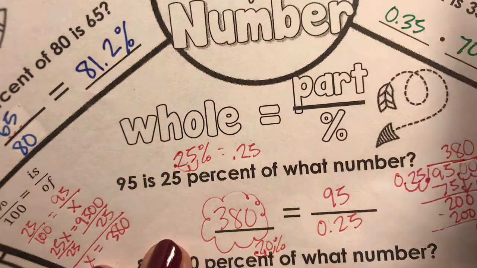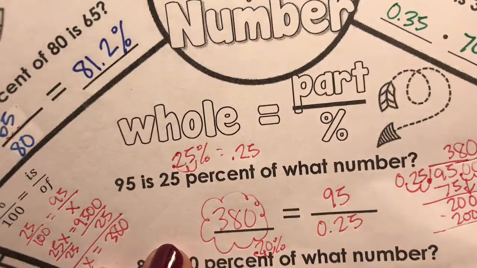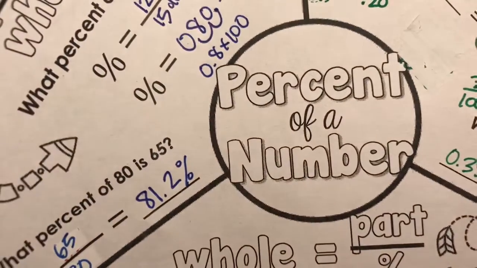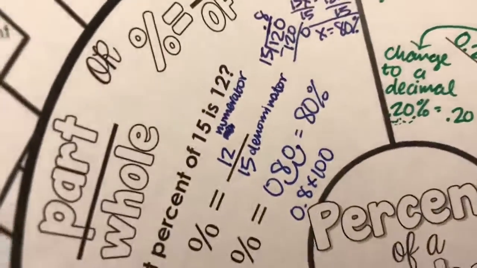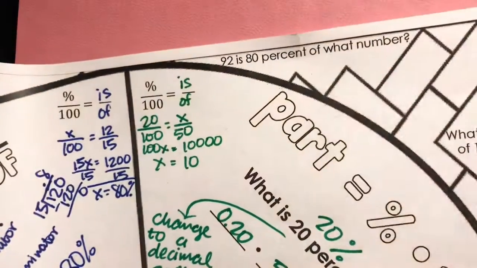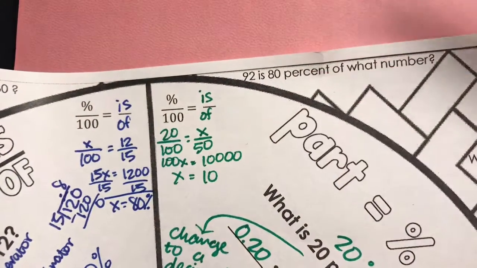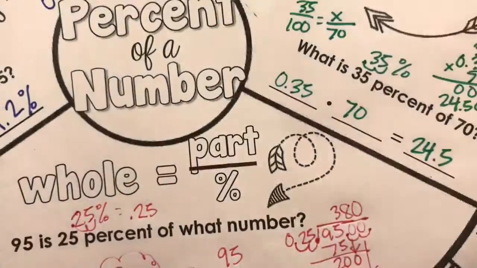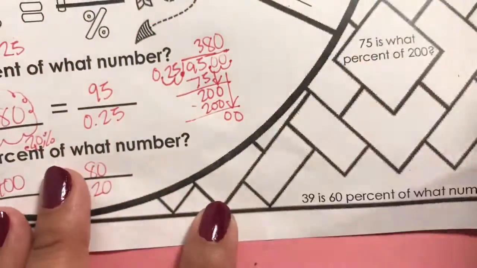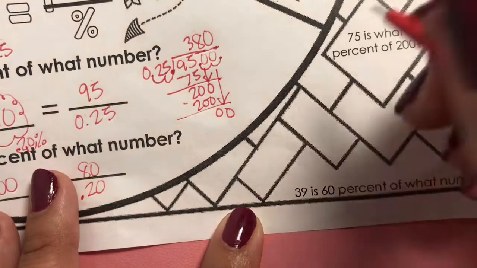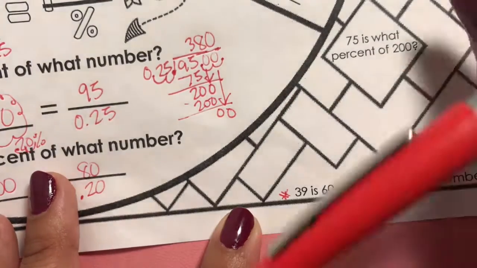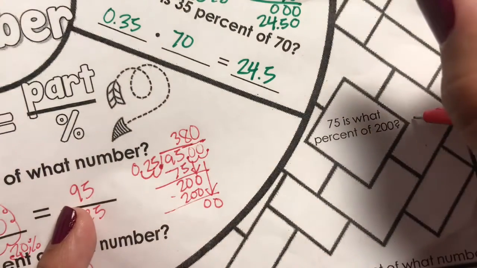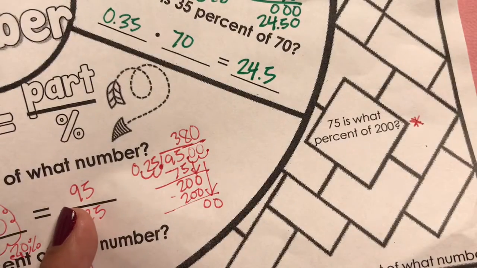Okay, so now that we finish all 3 sections of this paper, again, if you have any questions, please raise your hand and we'll try to answer them as best as possible. And what I need you to do is do the rest of the problems on the side. 92 is 80% of what number? 39 is 60% of what number? And I forgot this little guy on the last one, so do this one right now as well. 75 is what percent of 200?